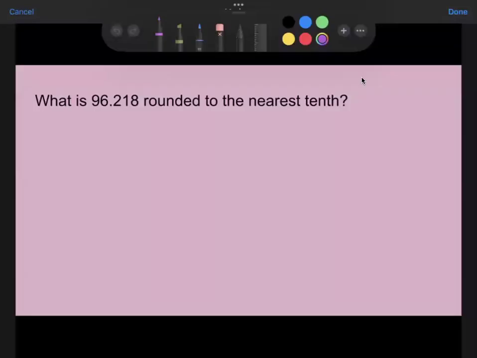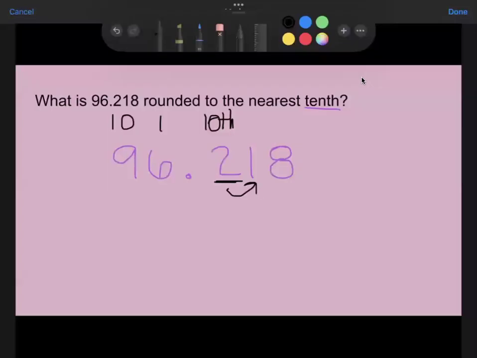Okay, here's our last example for today's video. We're going to take 96.218 and round it to the nearest tenth. Let me rewrite 96.218. Now I'm going to identify which digit is in the tenths place. If this is tens, this is ones, this is tenths right here, so I know this is the digit I'm rounding to. I'm going to look right next to it and I see a 1 there. That 1 is definitely 4 or less, which means the 2 is going to rest. So I'm going to bring that down here.